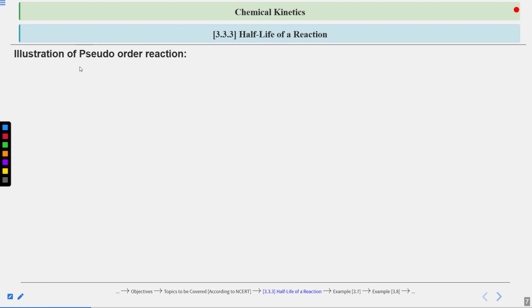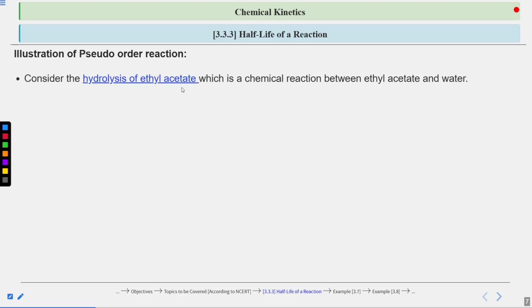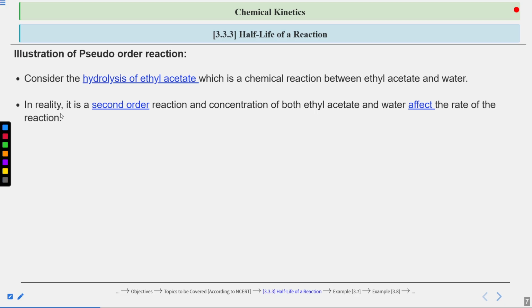now let's illustrate the pseudo order reactions. What are these, and why are we talking about these? So consider the hydrolysis of ethyl acetate. We have taken this example. It is a chemical reaction between the ethyl acetate and the water molecule. In reality, it is a second order reaction, and the concentration of both the ethyl acetate and water affect the rate of the reaction. So it is of second order, but it looks like first order. That's why we are calling it a pseudo order reaction.